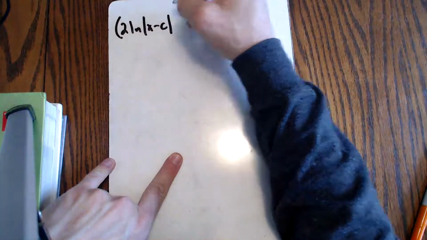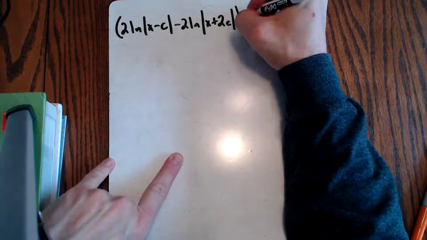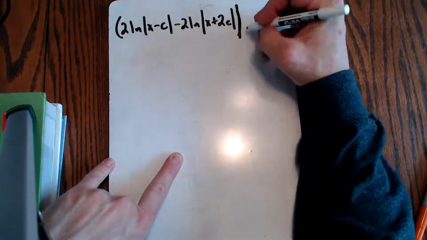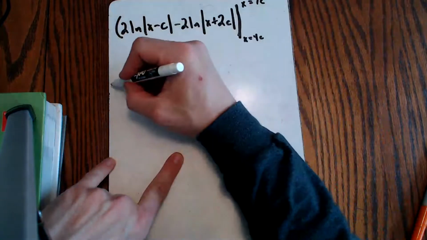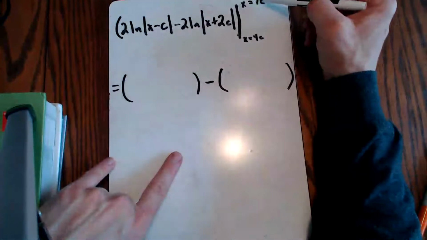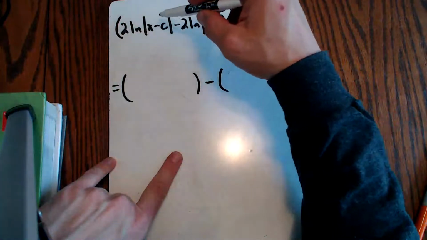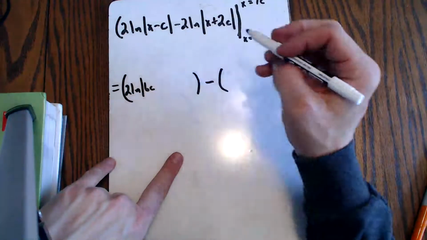All right, so we were up to here. 2 natural log of x minus c, minus 2 natural log of x plus 2c, evaluated from x equals 4c to x equals 7c. Here we go. There's going to be a big plug-in with a subtraction in the middle. Plug in 7c first. 7c minus c is 6c. So I've got 2 log absolute value of 6c.